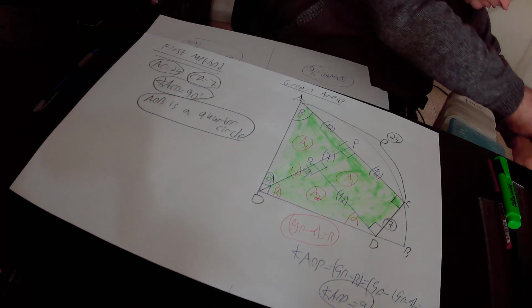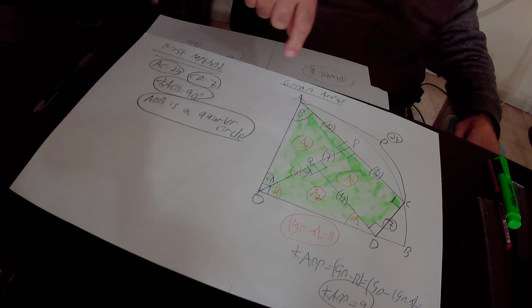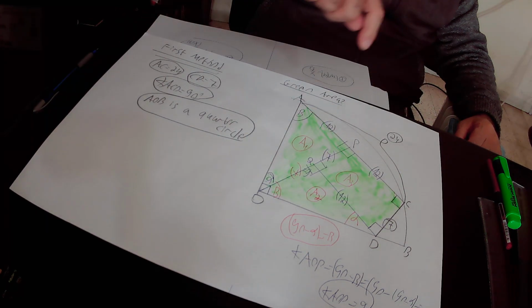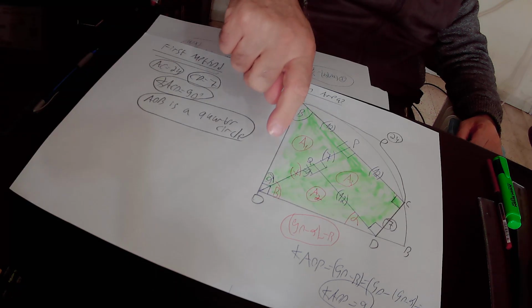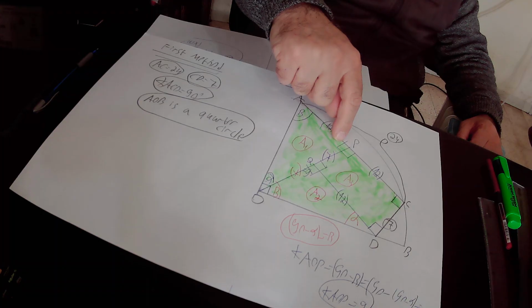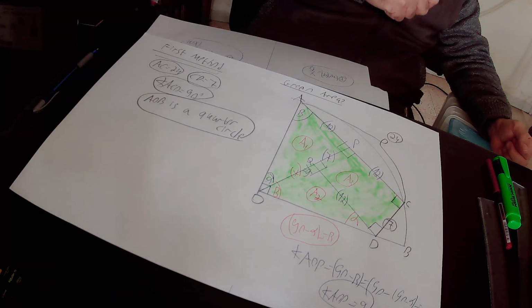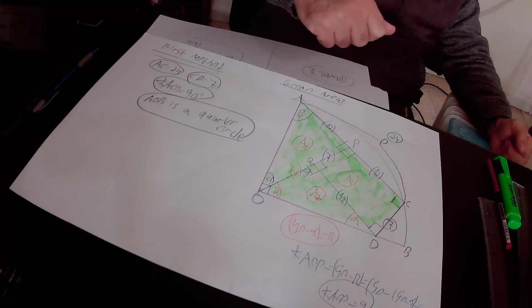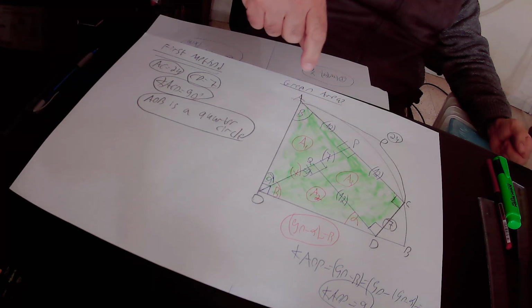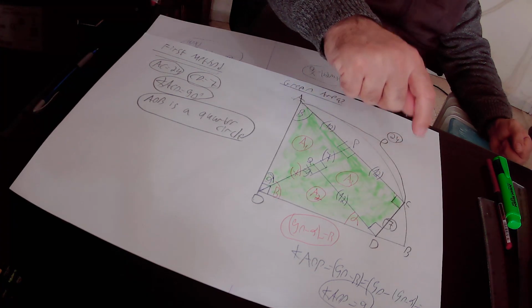Because in our drawing, point O is the center of the circle. From point O, we draw perpendicular OP on chord AC. So this angle equals 90 degrees and this angle equals 90 degrees according to our construction. According to rule number 11, the perpendicular OP on chord AC also bisects chord AC. That is to say, AP equals PC.